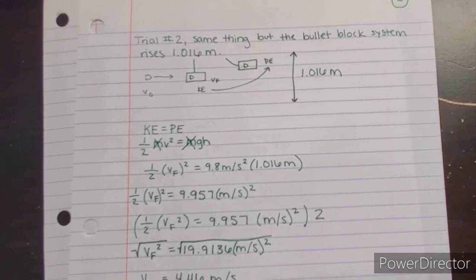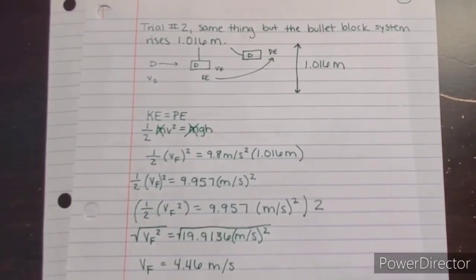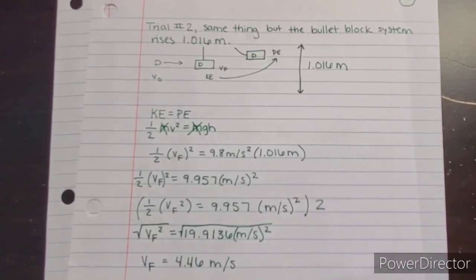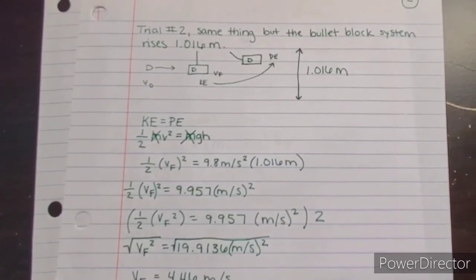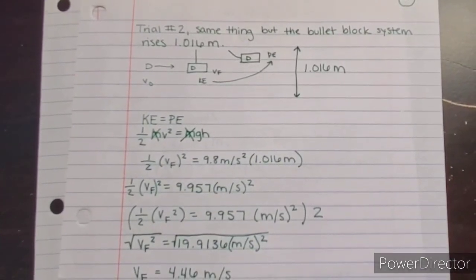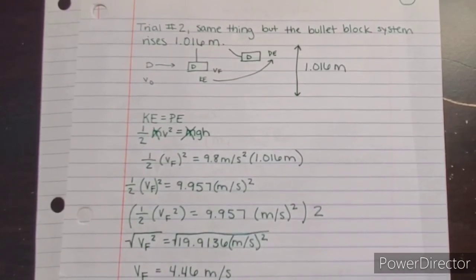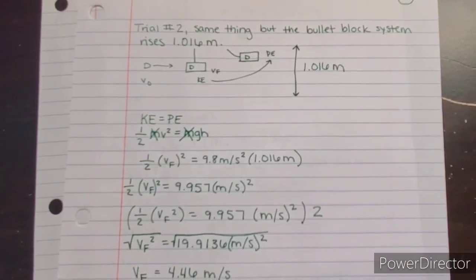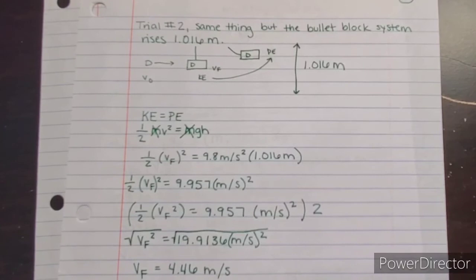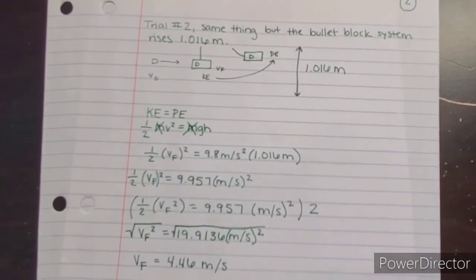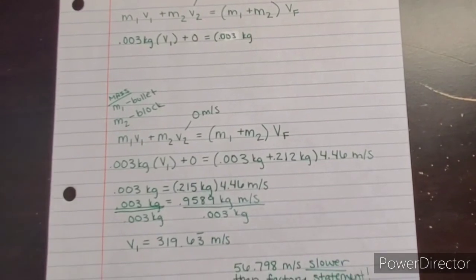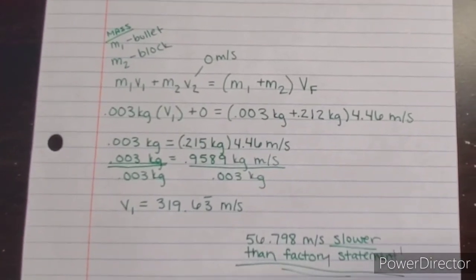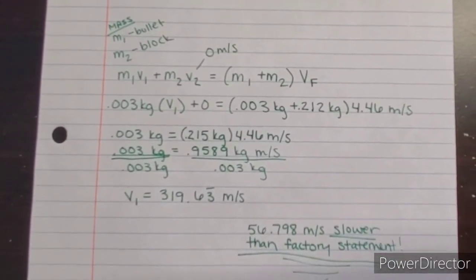For the second trial, this can be calculated in the same way, but the height that the bullet block rises will be different. That height is 1.016 meters. I provided my math here so that you can see it. The final speed of the bullet block system after the collision in trial 2 is 4.46 meters per second. And then the initial velocity of the bullet in the second trial is 319.6 meters per second, which is 56.798 meters per second slower than the factory statement.